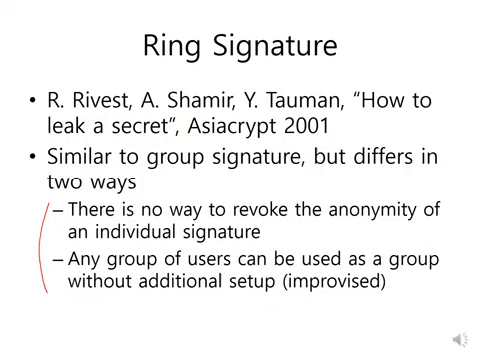So in the group signature, the group members should be initially set up, and it is very difficult to revoke any members or change any membership information. But in the ring signature, the group can be dynamically managed during the protocol. So this is more flexible compared to the group signature.